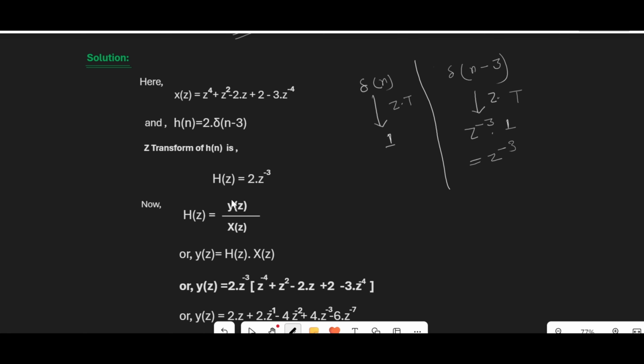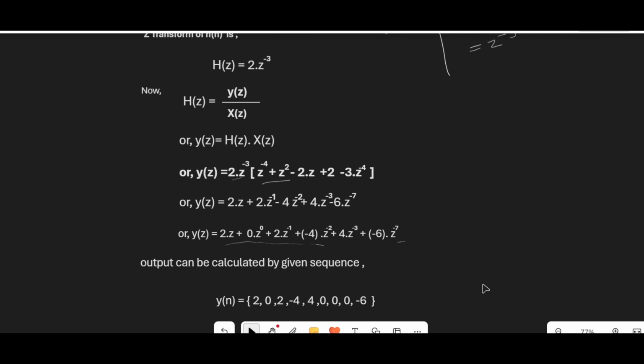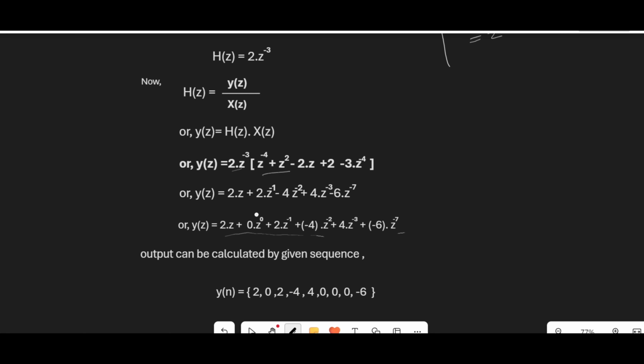Now H(z) equal to Y(z) divided by X(z), the transfer function, and Y(z) equal to H(z) into X(z). That means putting in the values of the functions H(z) and X(z), finally we get Y(z) equal to this value. If we consider the coefficients of z, then we can find y[n].